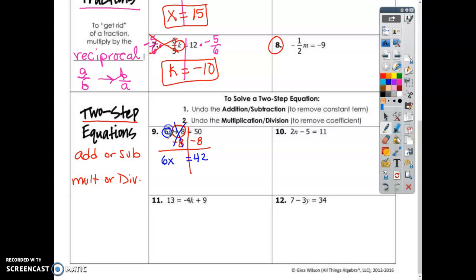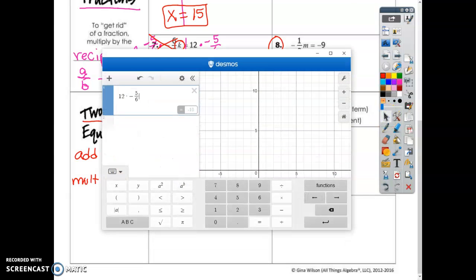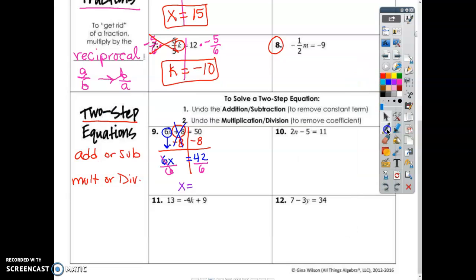Okay, this comes down. 6x equals 42. Now I have multiplication. What's the opposite of multiplication? Division. So I'm going to divide both sides by 6 so that the 6 cancels. So in the calculator, you're doing 42 divided by 6. The answer is 7. Okay? X equals 7.